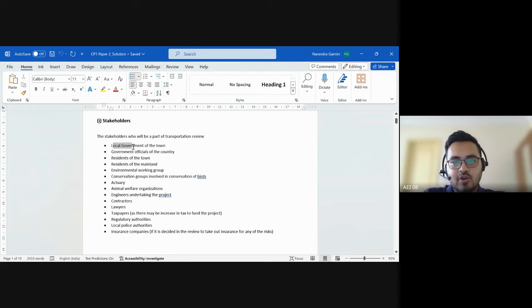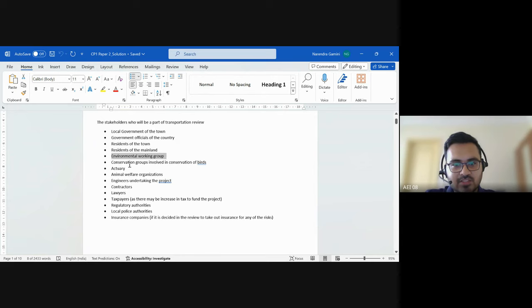So it says local government of the town, government of the office, so local government and central government. So that dissection of government, okay, you've gotten 2 points. Then resident of the town, resident of the mainland, you've gotten another 2 points, so that's 4. Next, they have environmental working group, conservation group for the conservation of birds. So they have also dissected between birds versus the normal environmental group. I'm not sure if you'll get marked for it, but it's a good thought process. Anyways, I'll at least count it as 5 or maybe 6. Then actuary, of course, is a point that will definitely come, that is 6.